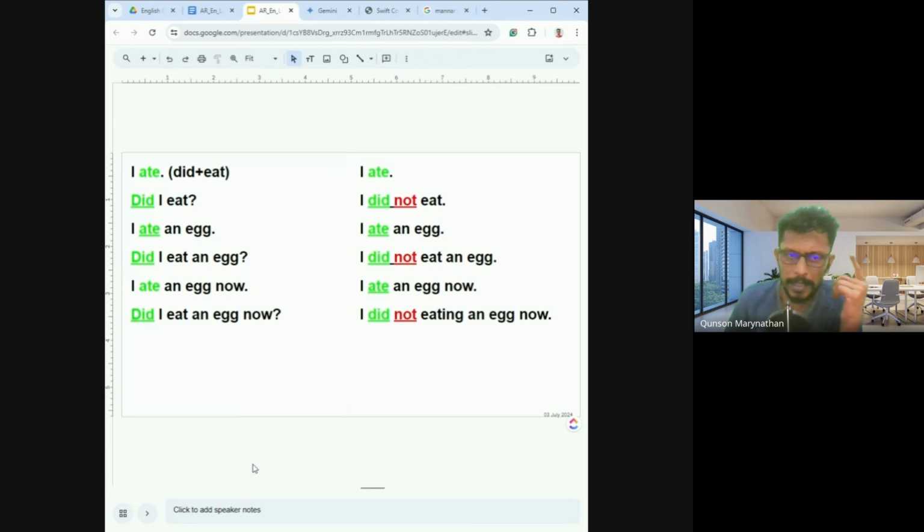Okay, to explain this in a better way, I can compare this with the present continuous tense, right? But let's check this and move.